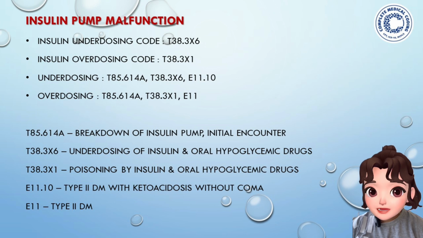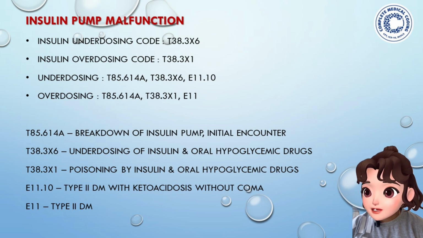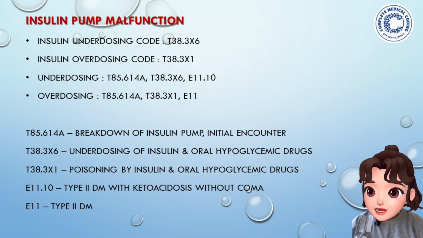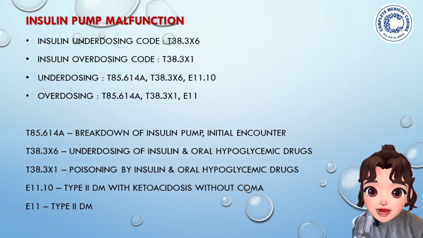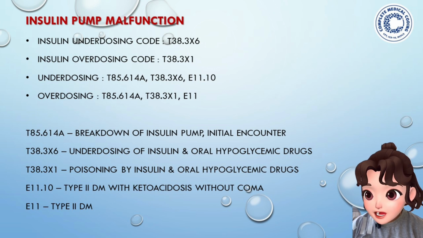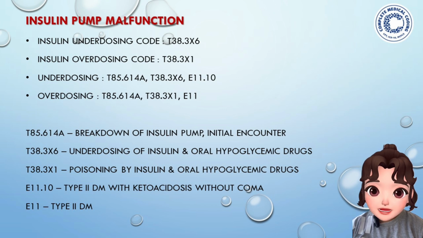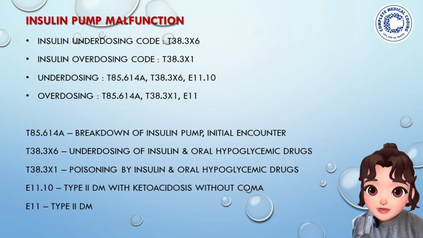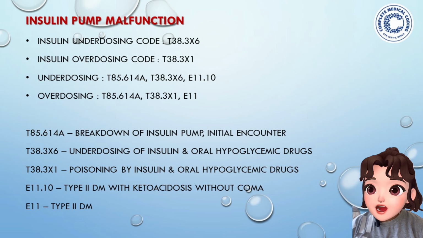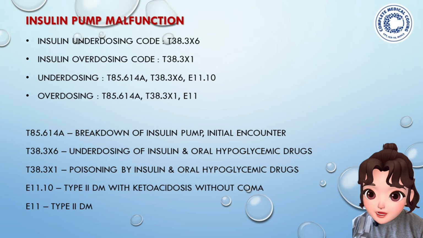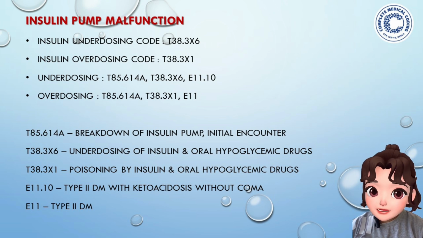Insulin overdosing code, that means it's a poisoning code. Poisoning by insulin and oral hypoglycemic drugs. Underdosing means underdosing of insulin and oral hypoglycemic drugs. This is overdosing, so it means poisoning. And then followed by the DM code E11.10, sorry, E11, type 2 DM, whatever is there in the documentation. So for insulin pump malfunction, you should always first code for the malfunction code, followed by overdosing or underdosing, and then followed by the DM code. Okay, so this is just an example to understand.